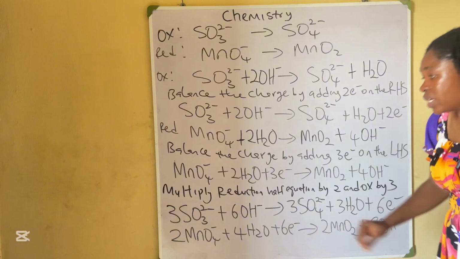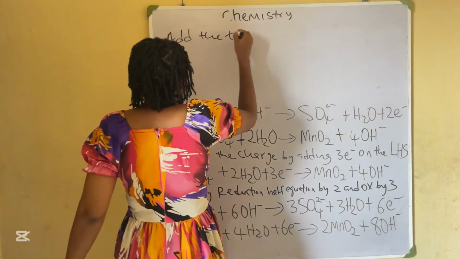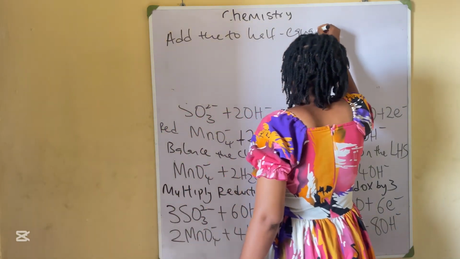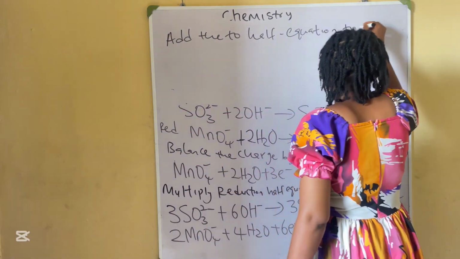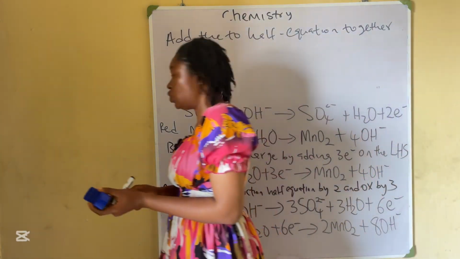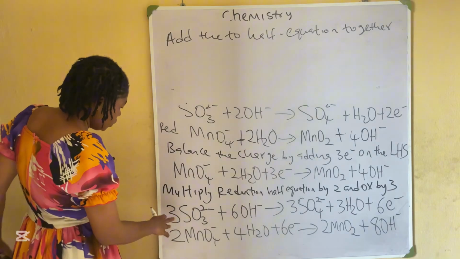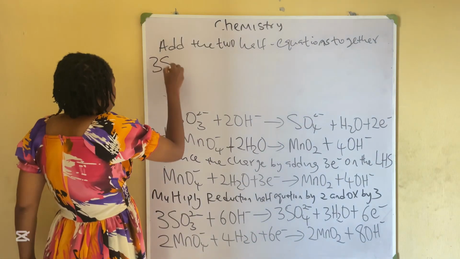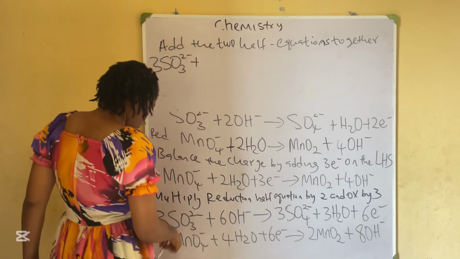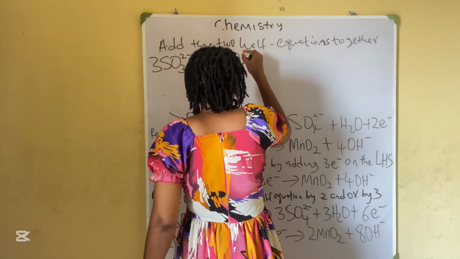So add the 2 equations together to have a complete equation. So I'm going to add it together. So I have 3 SO3 2 minus plus 2 MnO4 minus.